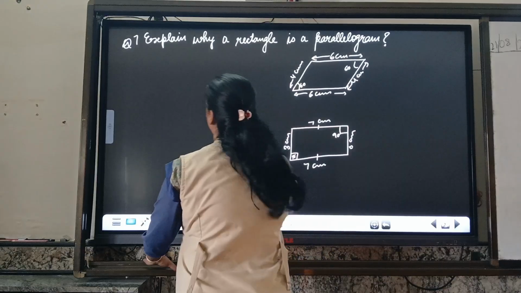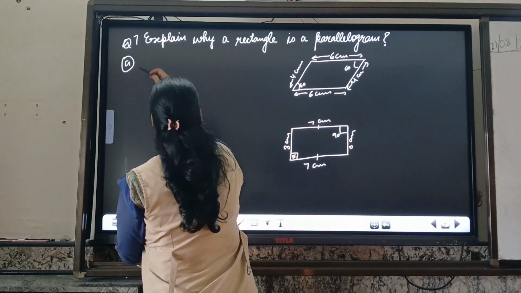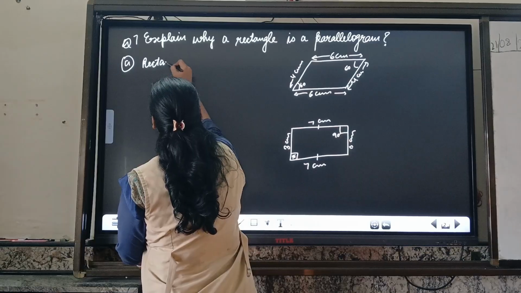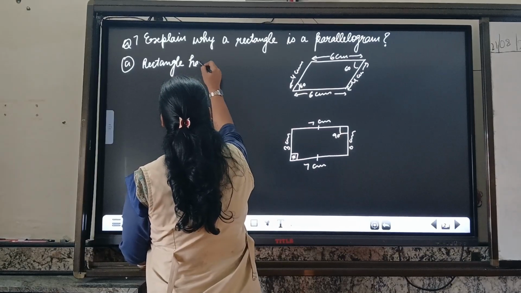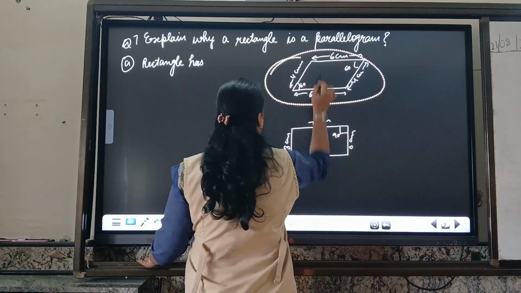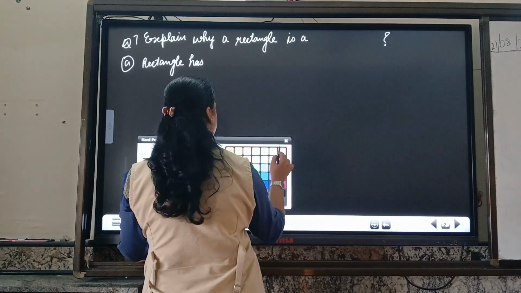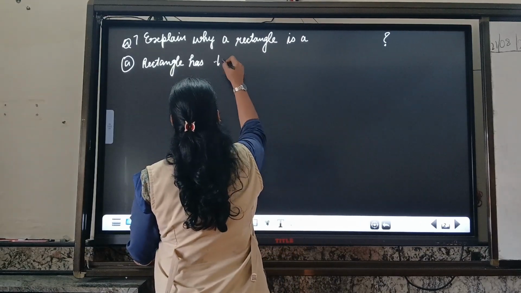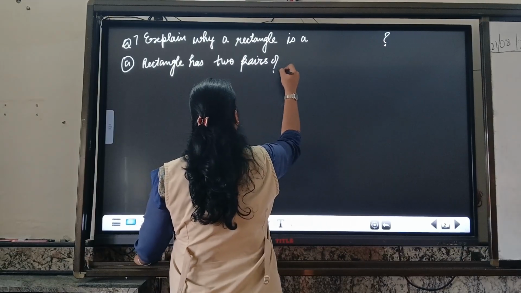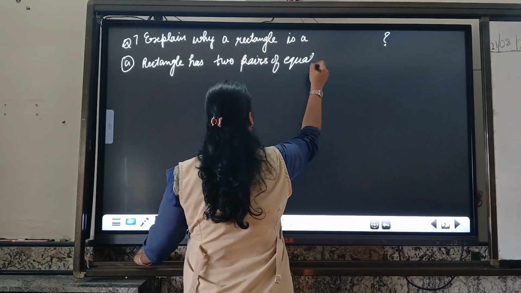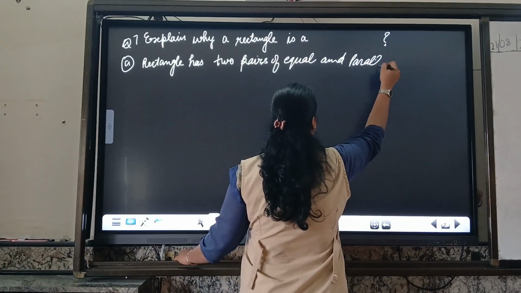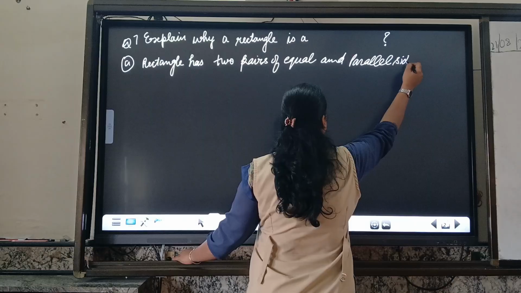So first I am going to write similarity. Rectangle has two pairs of equal and parallel sides.